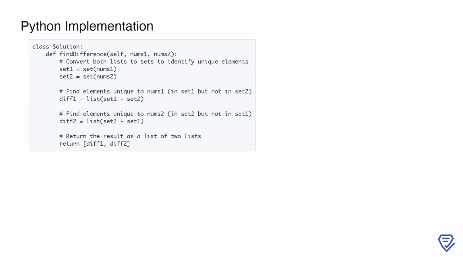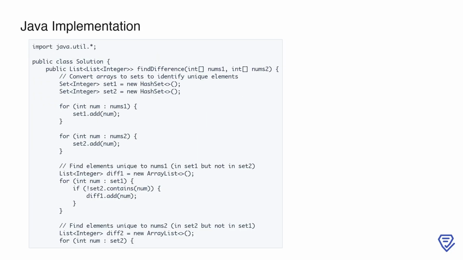This is because converting arrays to sets and performing set operations both have linear complexity. The space complexity is also O(n plus m), due to the storage of sets and the resulting lists. Here, we start by importing the necessary Java utilities to work with sets and lists.